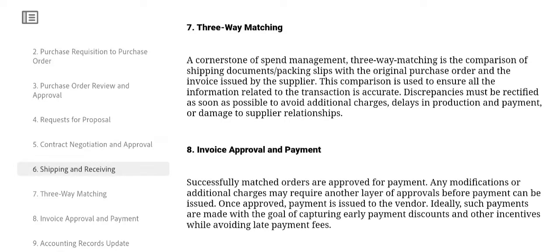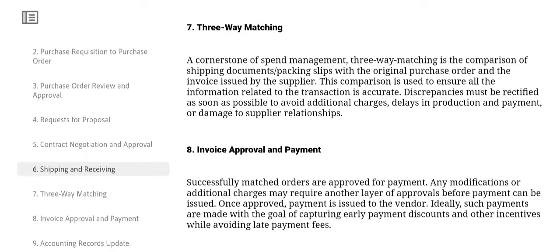Means what? In this, you have to check all those things: the purchase order, the quotation and the invoice which you get. So this is the three-way matching, that you should match all those things. It means if they have written something on the quotation, that should be written on the purchase order, and that should be written on the sales order. So this is a three-way matching.